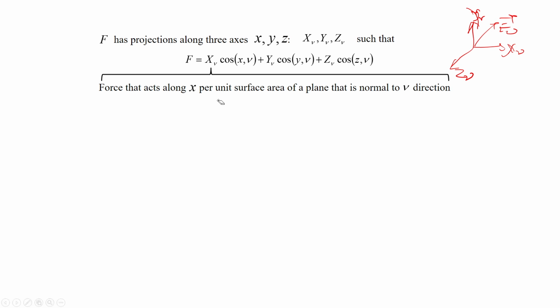So, X nu is the force that acts along the x axis per unit area, of the surface area of a plane that is normal to the nu direction. So, this nu represents that the surface is perpendicular to the nu axis, and capital X represents the force that acts along the x axis per unit area of this particular area, which is perpendicular to the nu. So, this F is represented as X nu cos x nu. So, this is the direction cosine, then Y nu is the cos y nu and the Z nu into cos z nu.